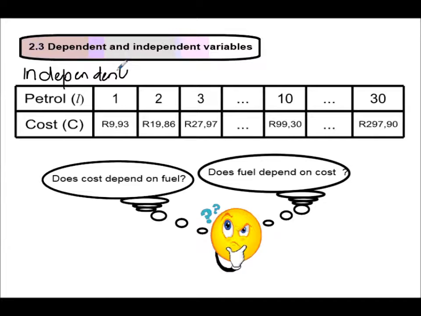It's the independent variable because you can choose the amount of petrol you put in, and then of course the cost will be the dependent variable. The cost depends on the petrol. And normally when you draw a graph, the independent variable will be on the horizontal axis, and the dependent variable will be on the vertical axis.